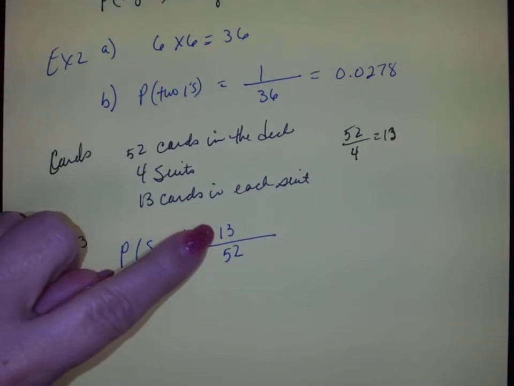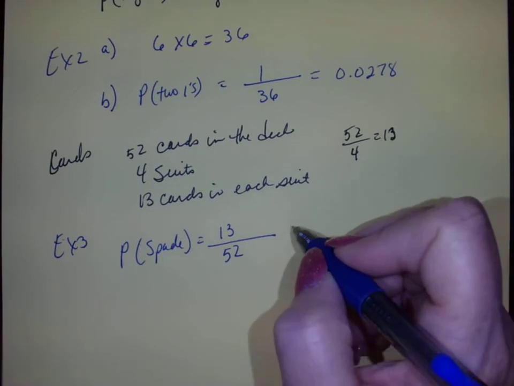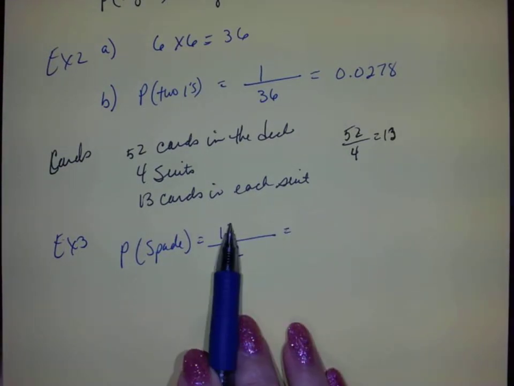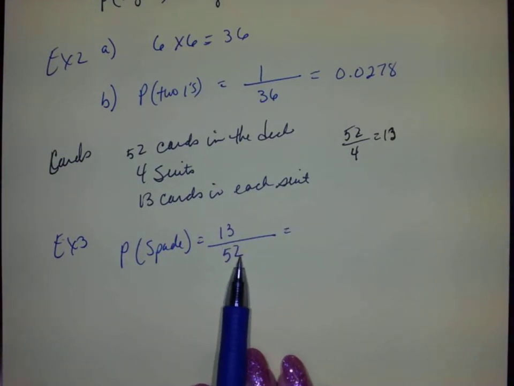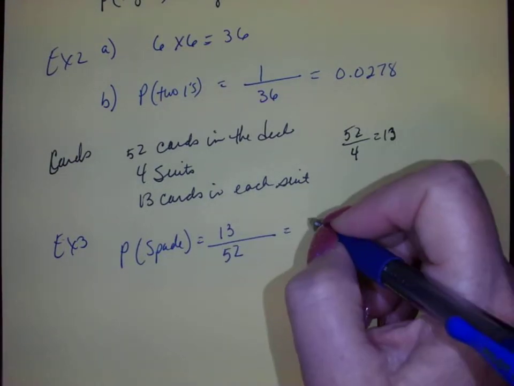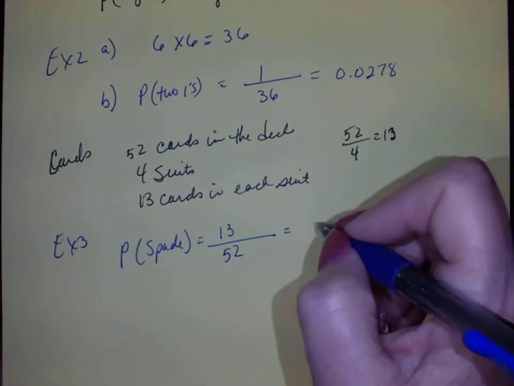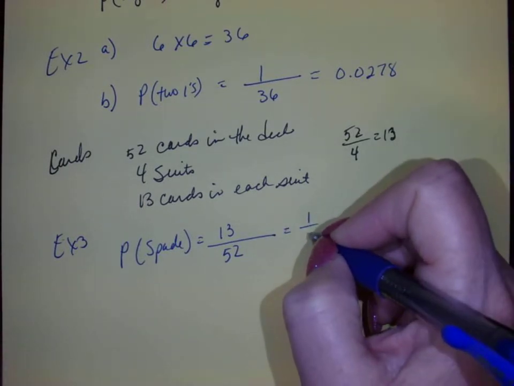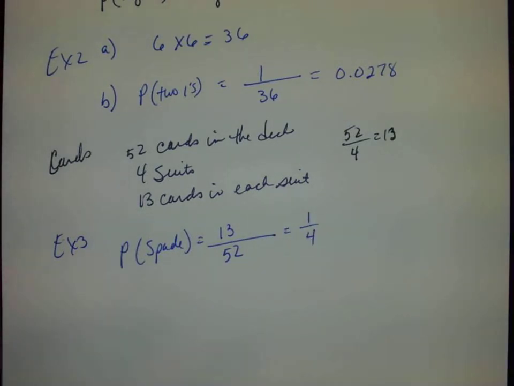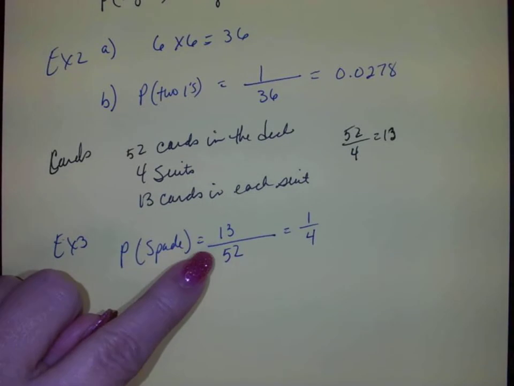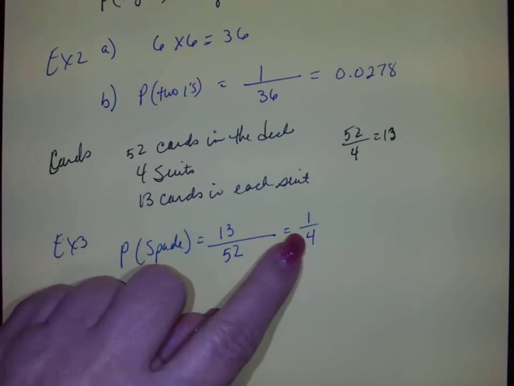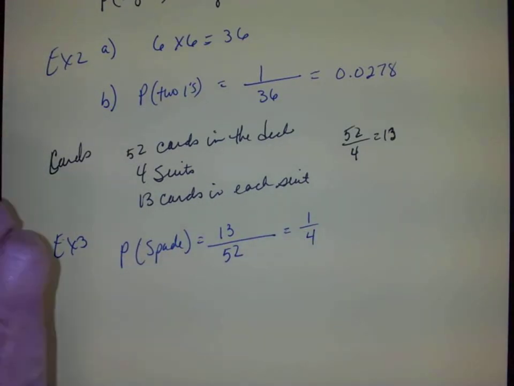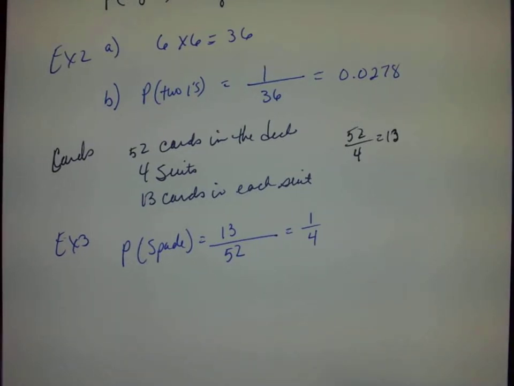So the possibles out of the total, and that's going to reduce down. 13 divides evenly into 52. They both reduce by 13. It's going to be 1 out of 4, because 13 divided by 13 is 1, and 52 divided by 13 is 4. So it'll be 1/4. And then you could change that into a decimal. But on some of these, it's just going to be good to leave them as a fraction. All right.